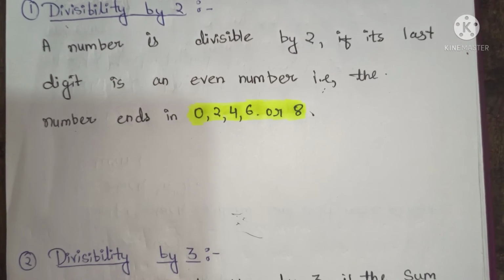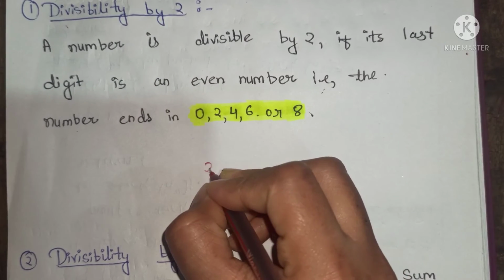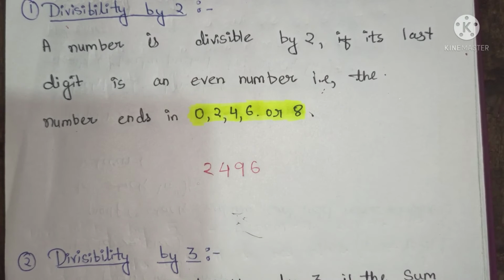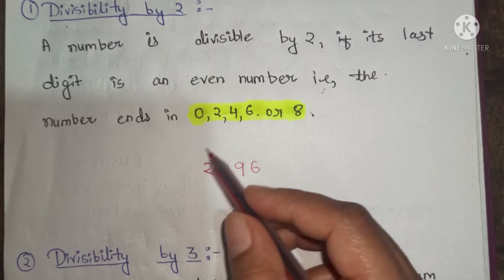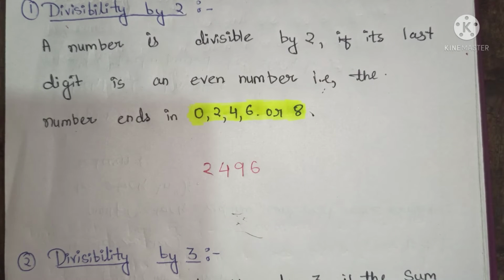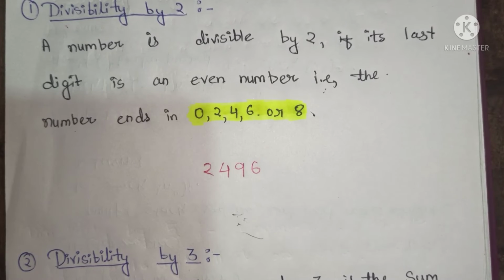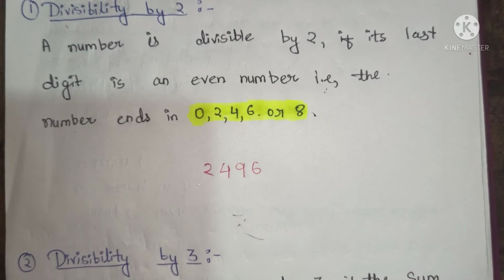Now let us take one example. Suppose I ask you 2496. Now can you tell me, is this number divisible by 2? Does this number come in 2's table? If you multiply 2 with many numbers, is it divisible by 2? Without dividing, you have to say it, just by looking at the number. Now you might be thinking how we can say without dividing? By using the rule. What is the rule?